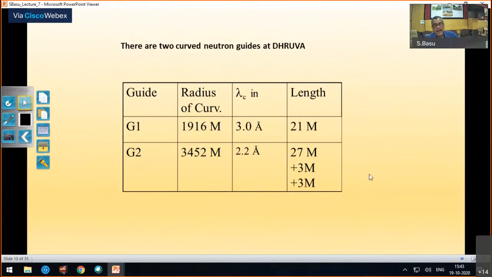So we have two curved guides in Dhruva. One has a radius of curvature of 1.9 kilometers, and the other one is approximately 3.5 kilometers. You can see this is marginally curved, but when this guide runs over 34 to 40 meters of length, it curves enough to avoid looking directly at the core of the reactor, from where fast neutrons and gamma rays are also accompanying the cold neutrons, the slower neutrons, which we want to take out and use for our experiments.